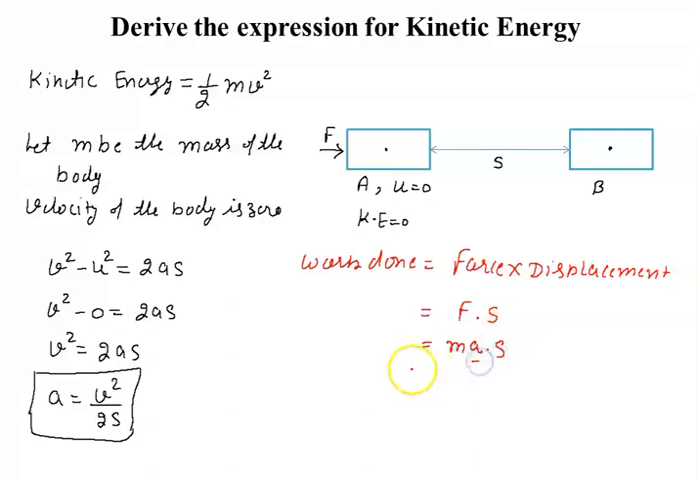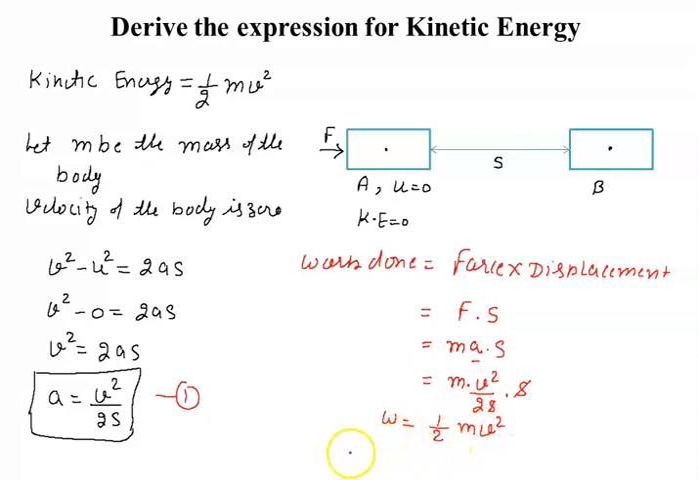Substitute the value of a from equation number 1, we will get m into v square by 2s into s. s will cancel out with s, so we will get W is equal to 1 by 2 m v square, and this work done will be done at the cost of its kinetic energy.